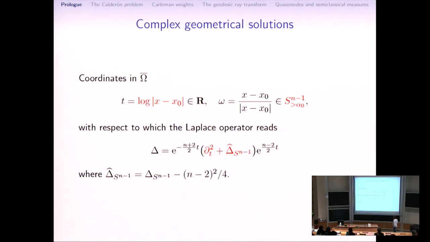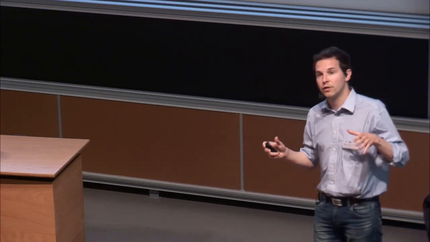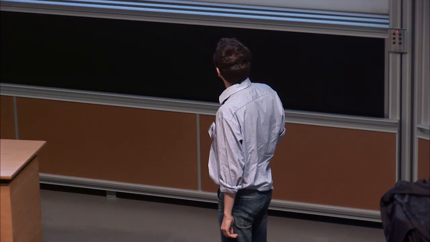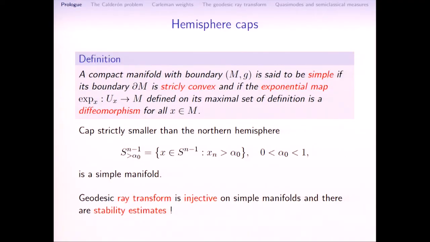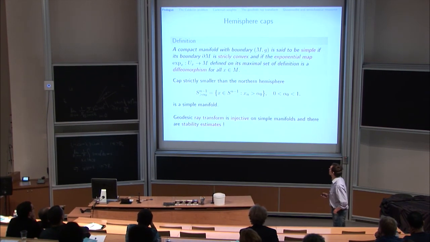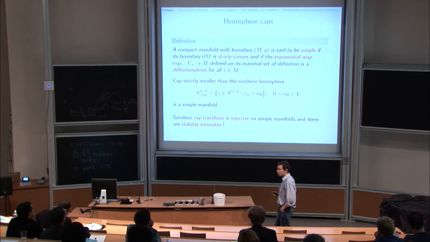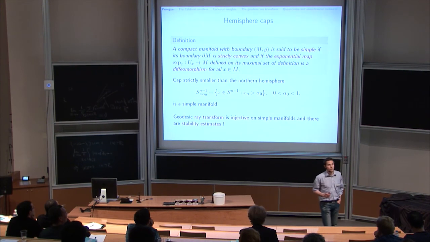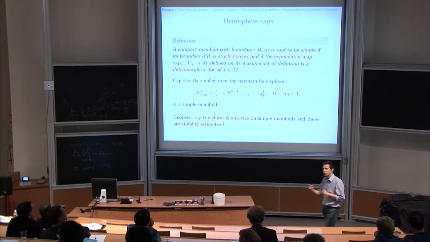So I should explain what this is. In the particular case where x is varying in a bounded set, the angular variable varies only on a cap of a hemisphere which is strictly smaller than the northern hemisphere. This is just the cap with colatitudes smaller than alpha 0. And the interesting feature of those caps is that these are simple manifolds. I recall that simple manifolds are compact Riemannian manifolds with boundary, whose boundary is strictly convex, and for which the exponential map is everywhere a diffeomorphism.